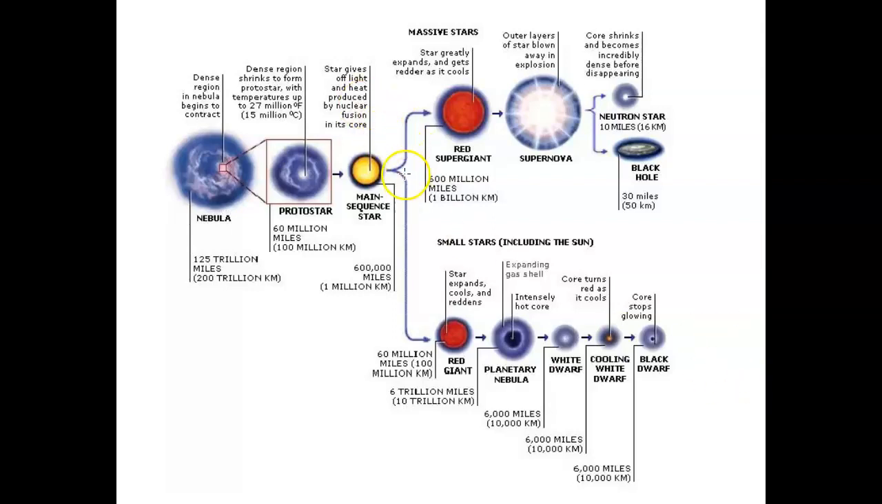Now, a higher mass star will expand into a red giant or supergiant, and it will explode. It will go supernova, and it will either collapse into a neutron star or a black hole.